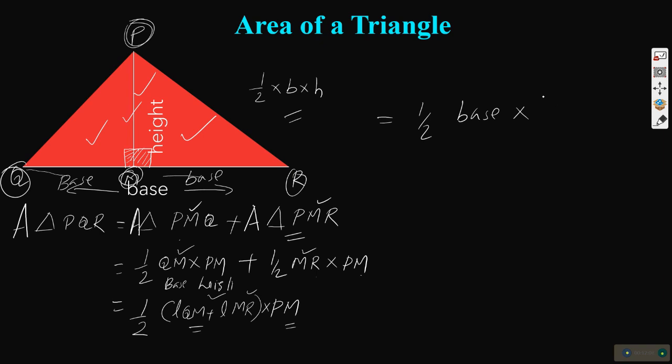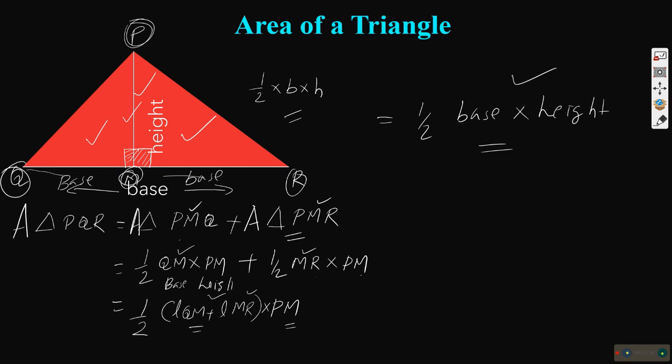into PM as height. That means what we understand is that if there is a triangle which doesn't appear like a right angle triangle, consider any one of its sides as base, and if you can get the height of it, take the height and apply the formula half base into height, and you will get the area of that triangle.